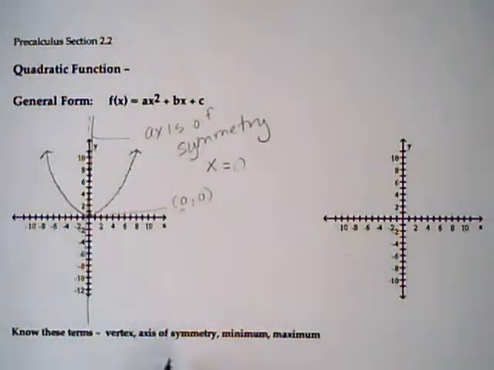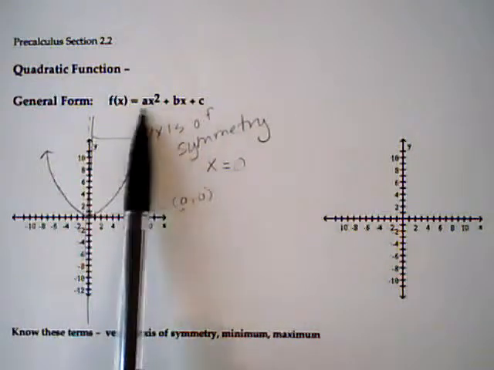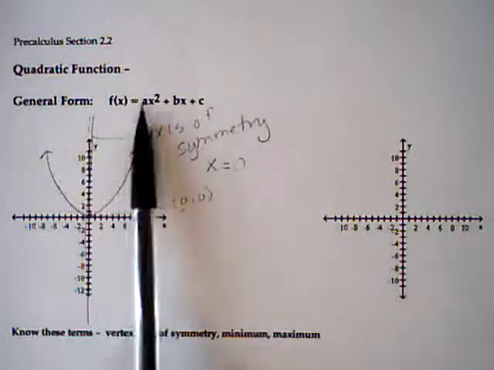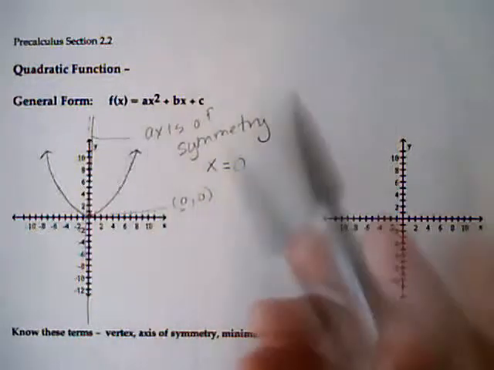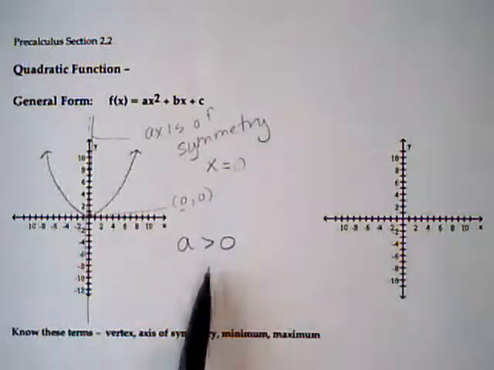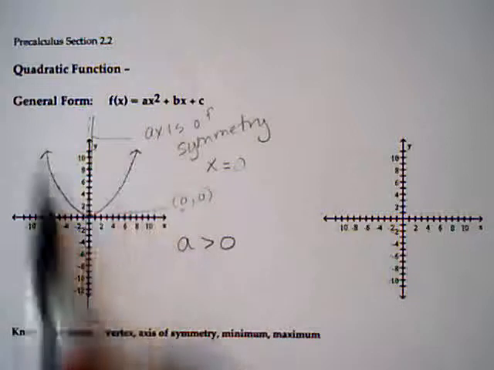Now there's a lot of things you can tell about the graph if you know the equation to the graph. So we say that our leading term here, which is ax squared, if a is greater than 0, which means that it's positive, that lets me know that my graph will open upward, like the graph that I have here.